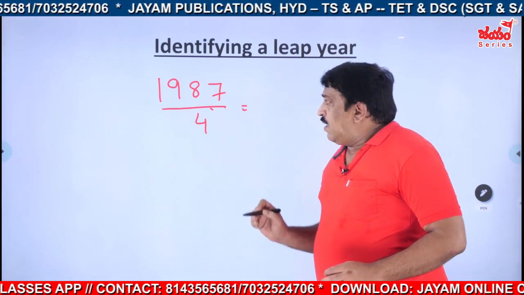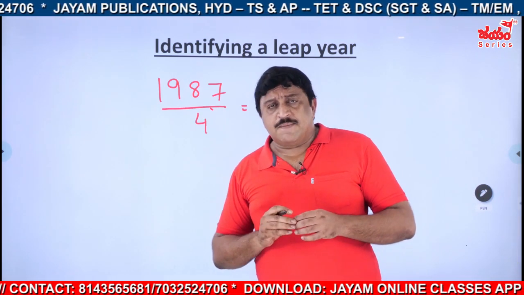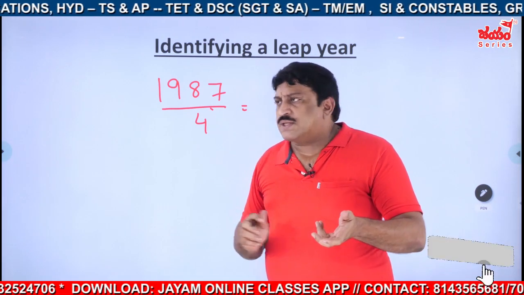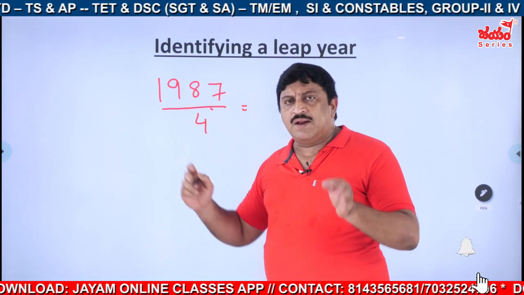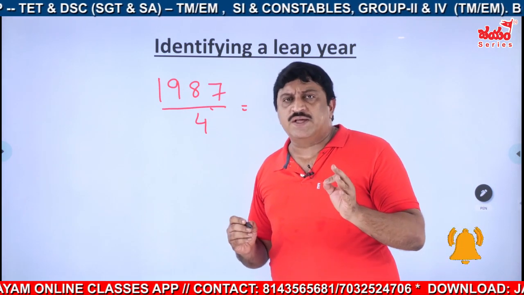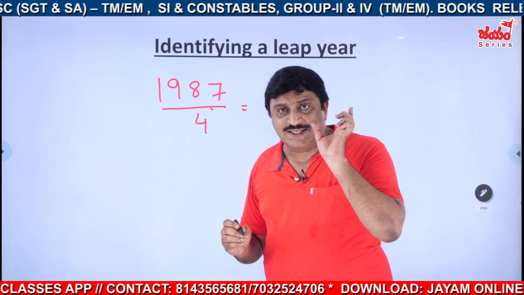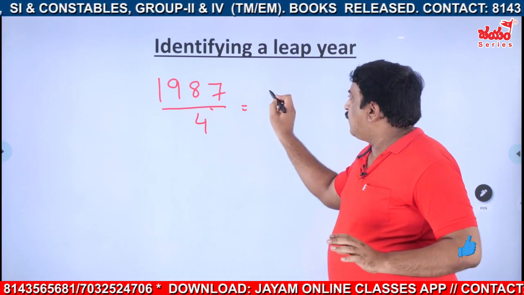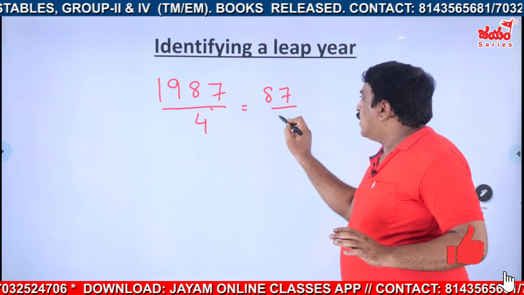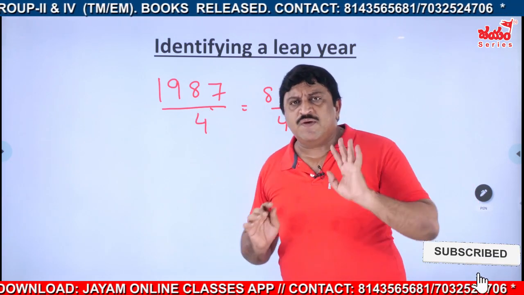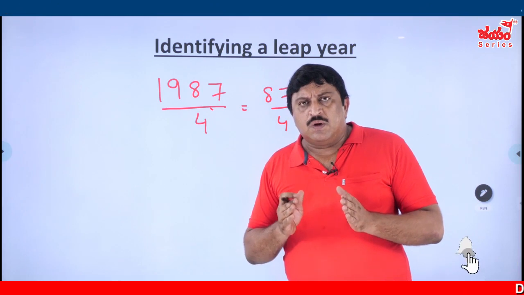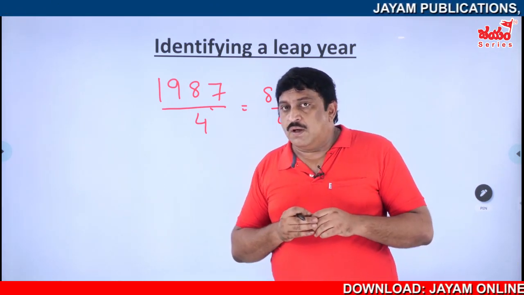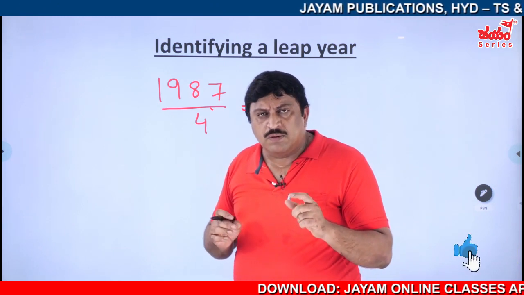But to divide any number by 4, it's a time taking process. So to divide the entire number, the only divisibility rule for 4 is what? The last 2 digits, that means 87 is enough. If 87 is divisible by 4, then definitely 1987 is divisible by 4. So what is the divisibility rule of 4?